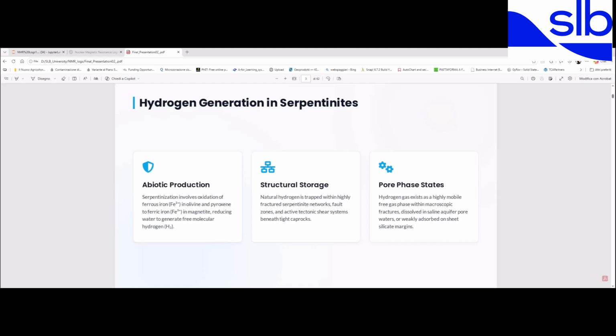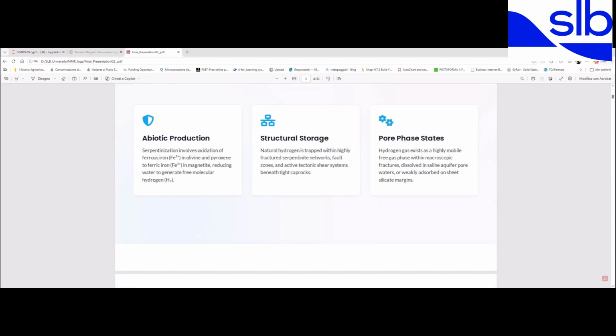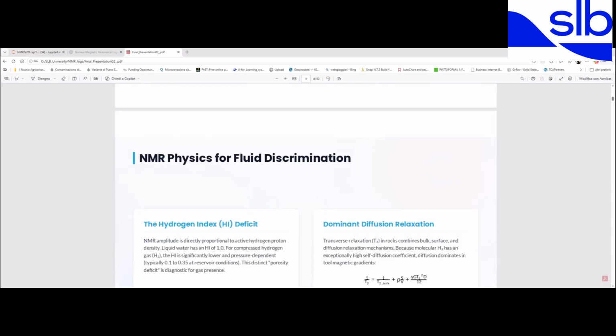The structural storage: natural hydrogen is trapped within highly fractured serpentinite networks, faulted zones, and active tectonic shear systems beneath tight cap rocks. In the pore phase, hydrogen gas exists as highly mobile free gas within macroscopic fractures, dissolved in saline aquifer or pore waters, or weakly adsorbed on sheet silicate margins. So this is the general structure of a measured trapped hydrogen system.